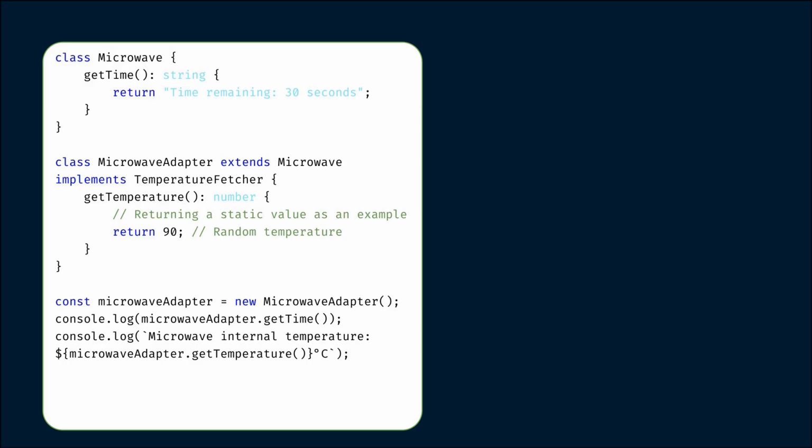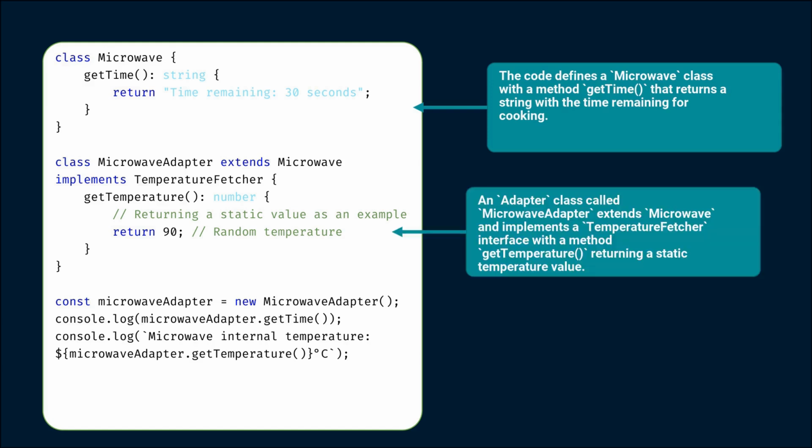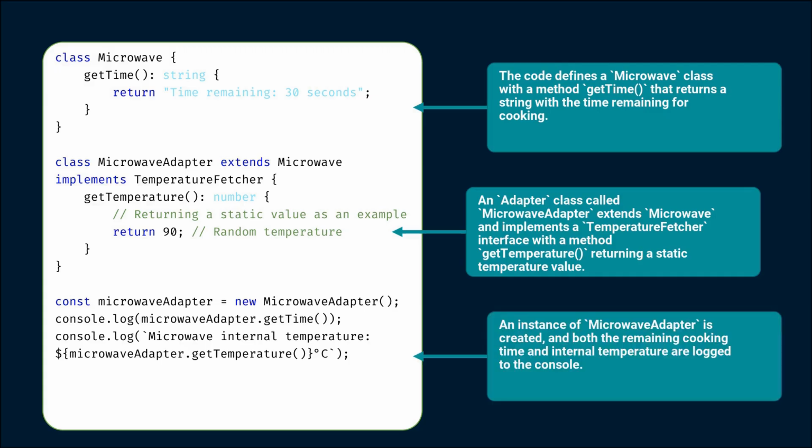Now let's take a look at a practical implementation of the class adapter pattern using a microwave as an example. In this code, we first define the microwave class, which has a method getTime that returns a string indicating the remaining cooking time. This represents our existing class that has a specific functionality.